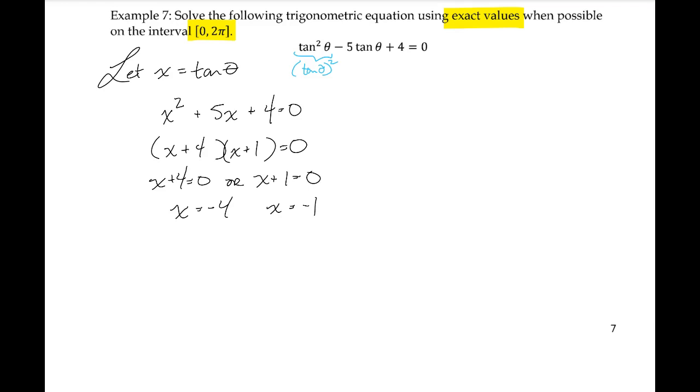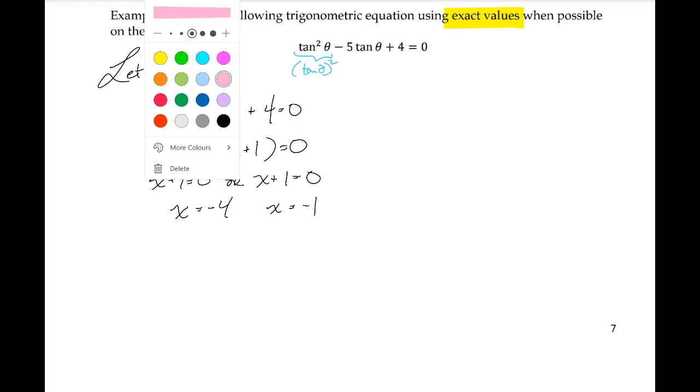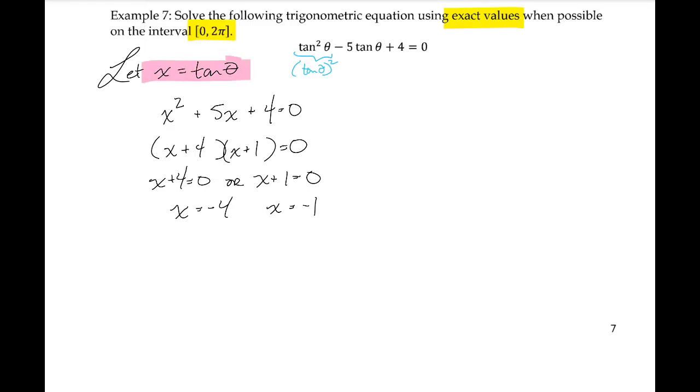Because of this splitting, I'm going to have potentially more solutions than I did in our previous examples in the previous video, because I still need to go back and substitute back in. So again, highlighting that piece where I said that x equals tan theta, so I substituted x in for tan theta, but now I need to take it out again. So I can write tan theta equals negative 4 and tan theta equals negative 1.